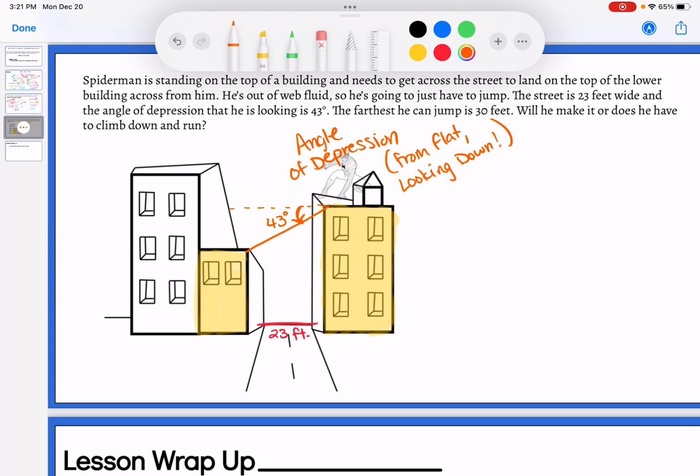All right. So the farthest he can jump is 30 feet. Will he make it, or does he have to climb down and run? So we're trying to figure out how long is this actual jump that he's going to have to make, right? And if it's more than 30 feet, he's not going to make it. He's going to have to get down and run across because he's out of web fluid. All right. Now, how are you going to figure this out? See if you can. Pause your video and find a triangle.